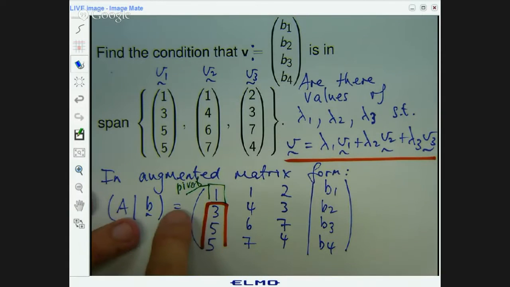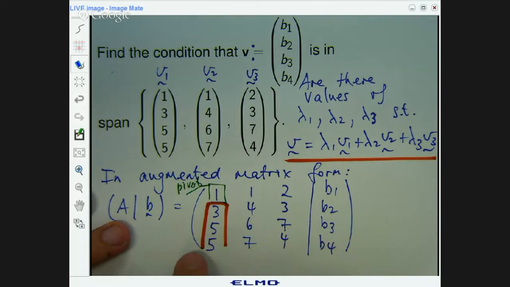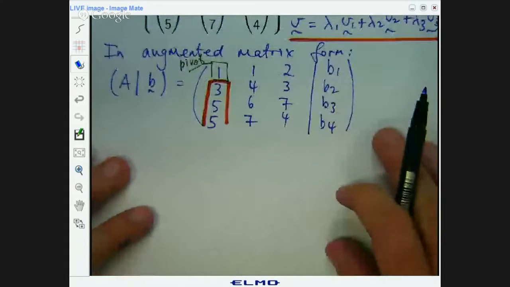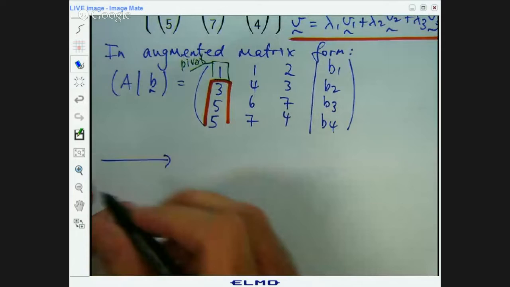So row 2 will become row 2 minus 3 row 1. Row 3 will become row 3 minus 5 row 1. That'll become 0 then. And row 4 is going to become row 4 minus 5 times row 1. All right, so let's do those operations and see where it takes us. Okay, so I'm just going to list them here.